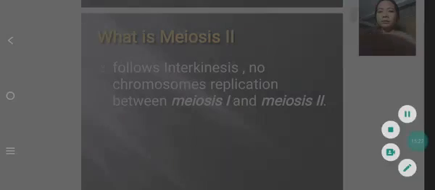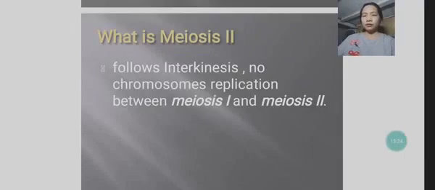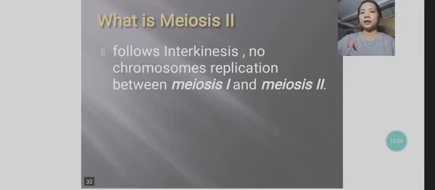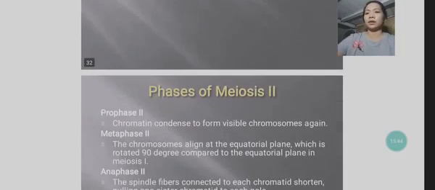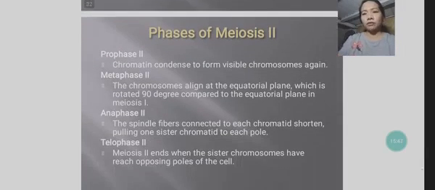Okay, let's move on to meiosis 2. Meiosis 2 follows interkinesis, with no chromosome replication between meiosis 1 and meiosis 2. In this division, it is like mitosis, the number of chromosomes does not get reduced. Okay, we also have phases of meiosis 2.